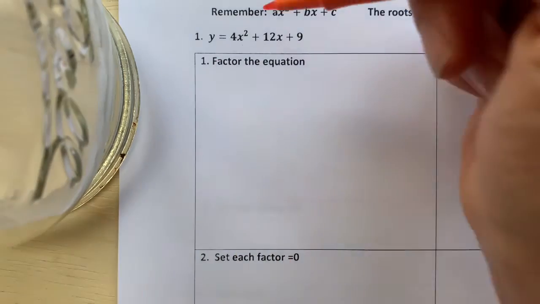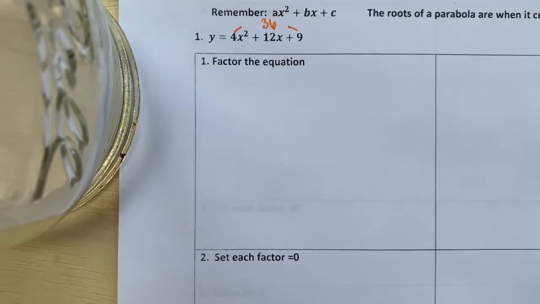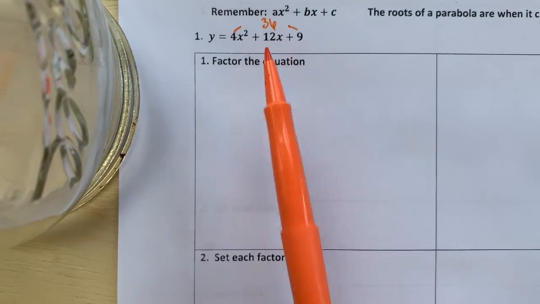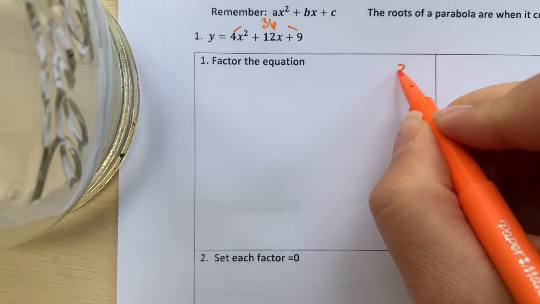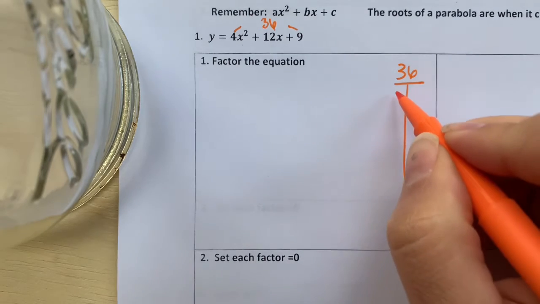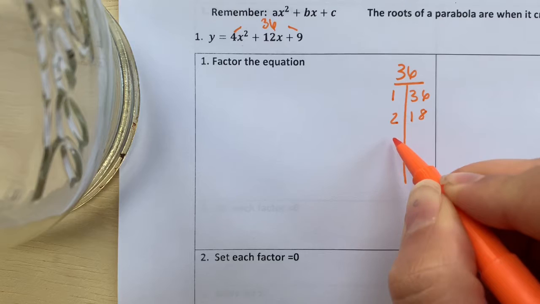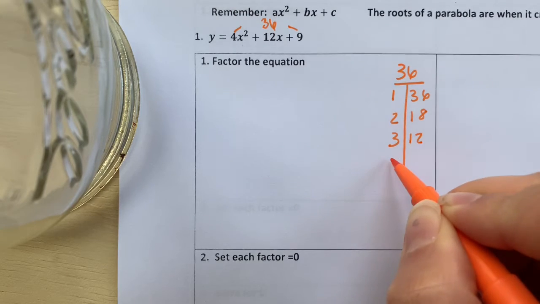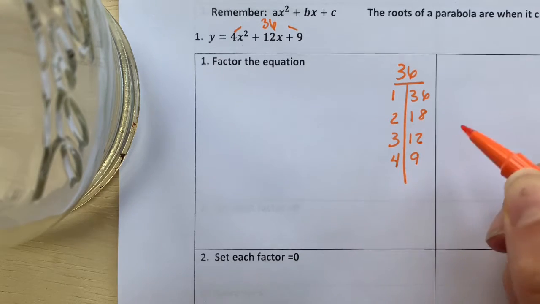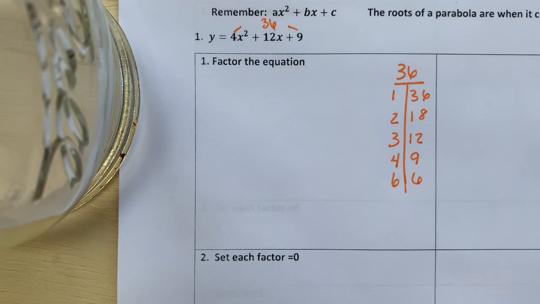So what we're going to do is multiply 4 times 9, which is 36. So we're looking for the numbers that multiply to 36 and add to 12. So I'm going to write my factors of 36, all of the numbers that multiply to 36, and that is 1 and 36, 2 and 18, 3 and 12, 4 and 9, and 6 and 6.